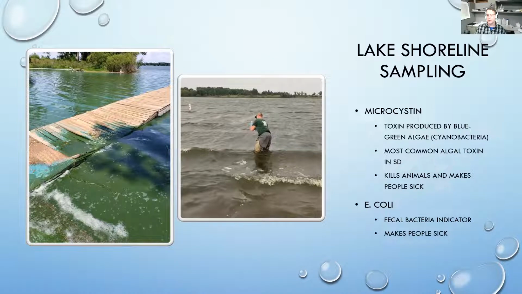In most cases, we found that if you find toxins there, microcystin is going to be the most common one that we have. So that's the one that we focus on. There's also a good lab test for it that doesn't cost too much money.